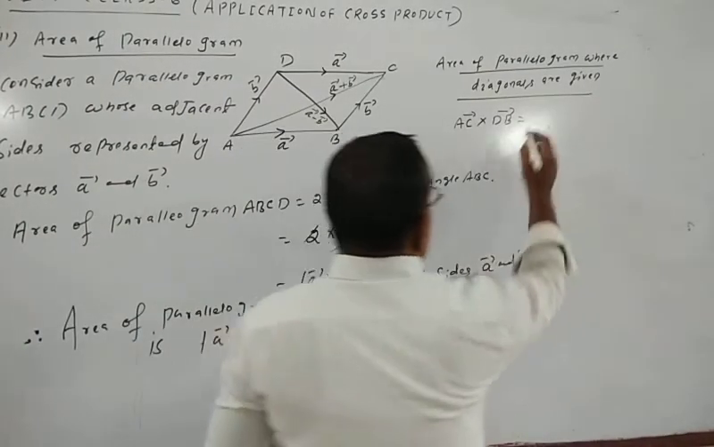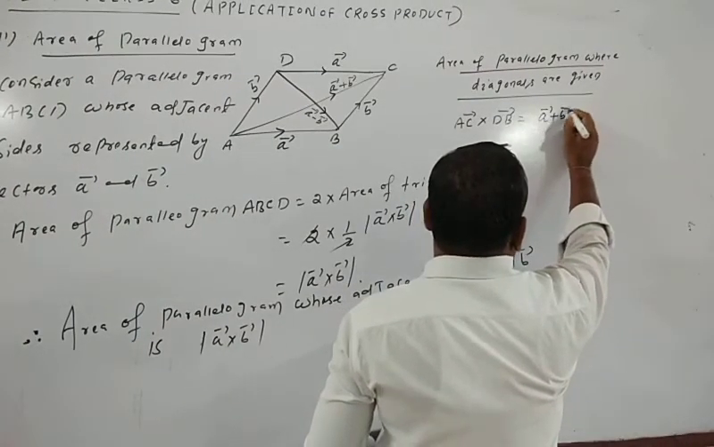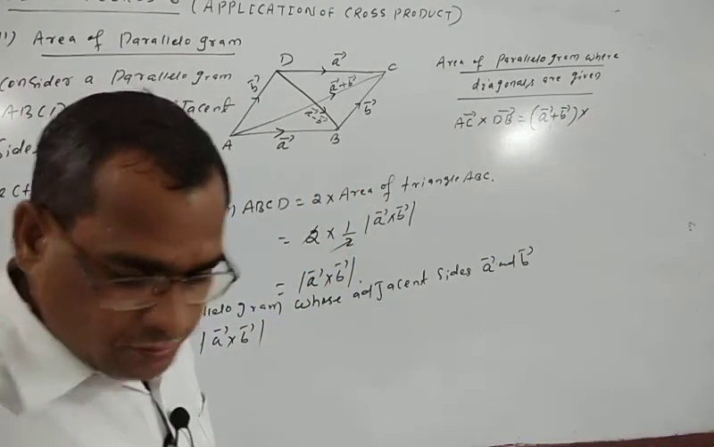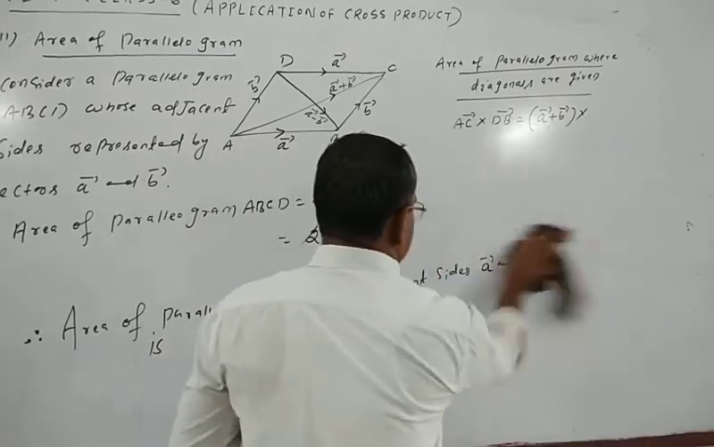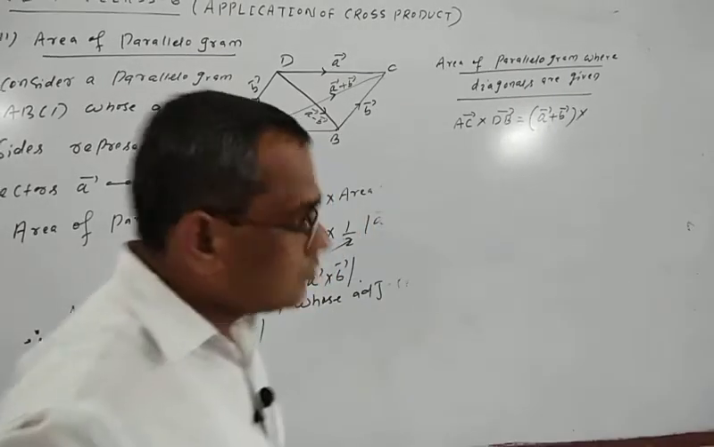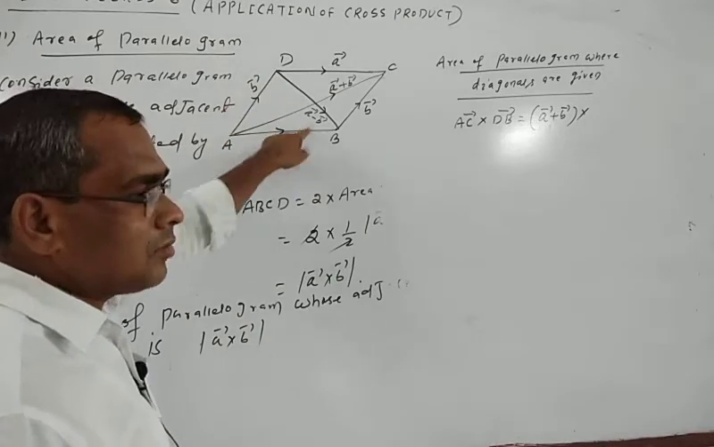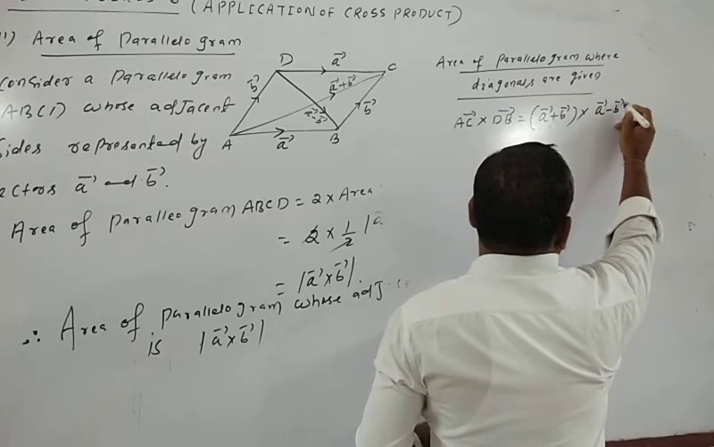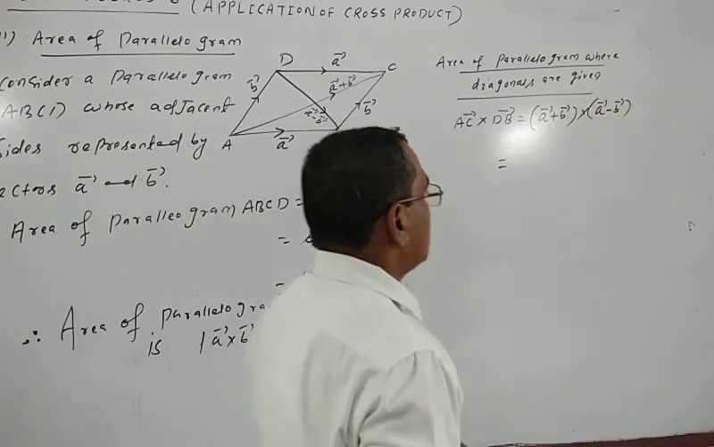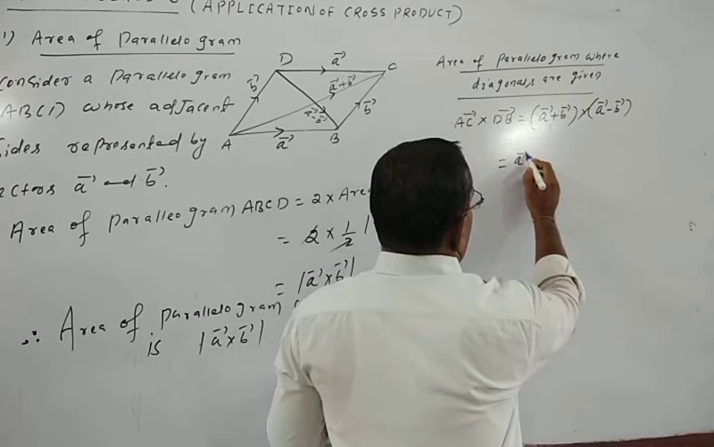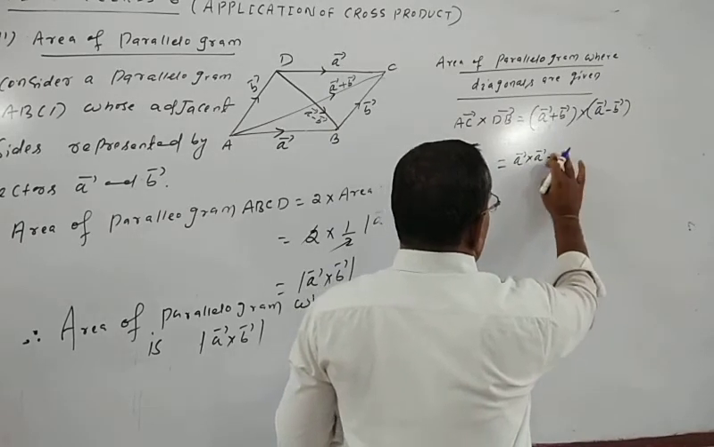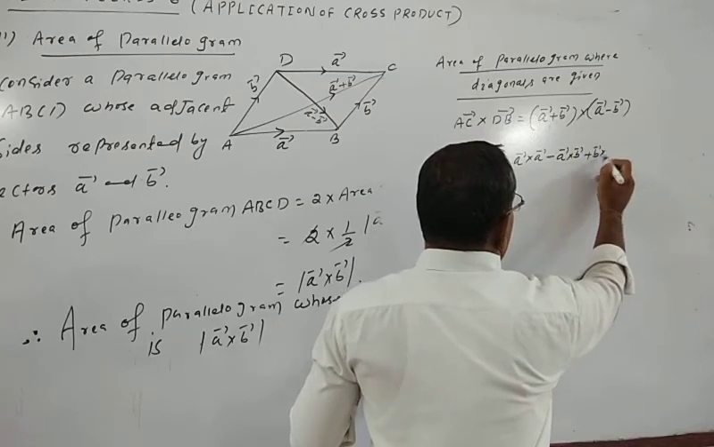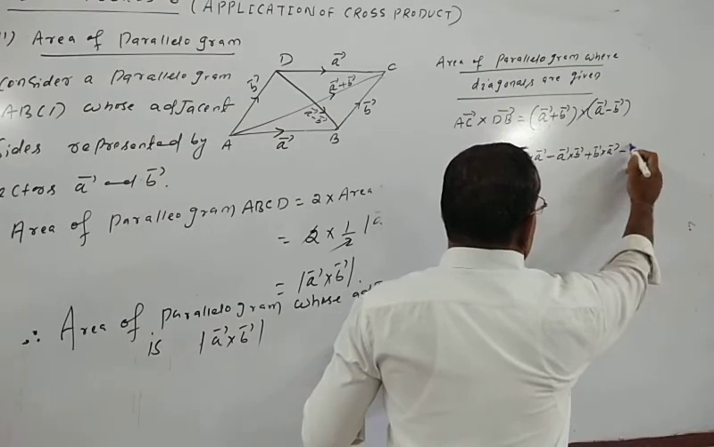Okay, a plus b, this one is equal to AC vector cross DB vector, equal to (a vector plus b vector) cross, and DB vector is equal to a vector minus b vector. Okay, now multiply this one. So a cross a minus a cross b plus b cross a minus b cross b.